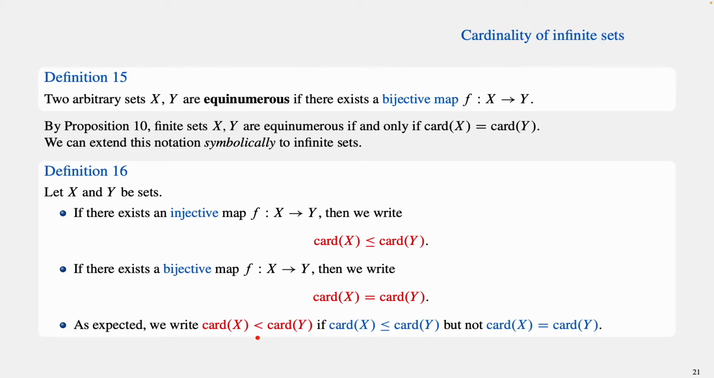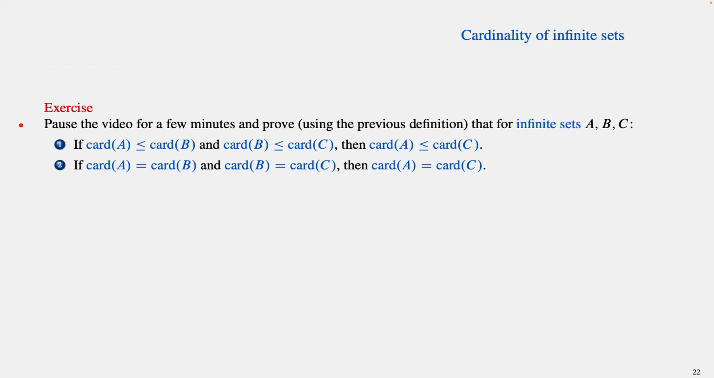And for finite sets, these are actually statements that we proved in the previous section. But by making this definition here, we can make the analogous statements about infinite sets. And there's already a small exercise for you, so pause this video for a few minutes and prove the following two statements, the transitivity, if you like, of the cardinality order. So if we have three infinite sets A, B, C, then if cardinality A is less or equal cardinality B and cardinality B less or equal cardinality C, then also cardinality A less or equal cardinality C. And here the analogous statement, but with equality each time rather than less or equal.